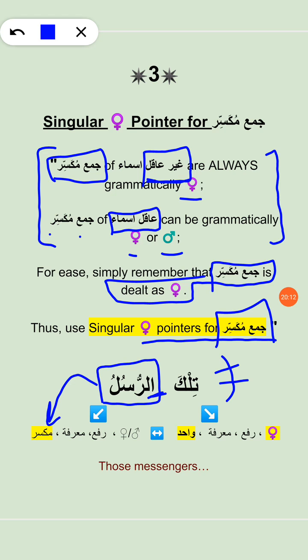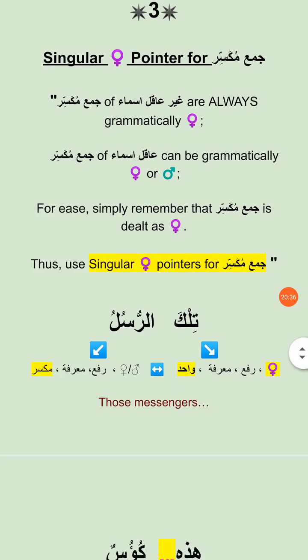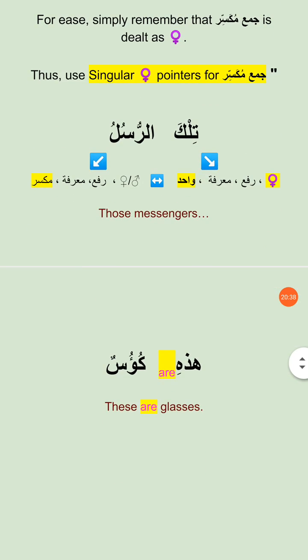Since it is the mukassir of an aqil ism, it can be dealt as feminine as well as masculine. Therefore, we are free to use whichever pointer we like. However, here Allah subhanahu wa ta'ala has used the feminine pointer. So, tilkar rusulu, and of course it is marfu, we already know this. So those messengers. And what would it be if it were tilka rusulun? It would have been those are messengers.